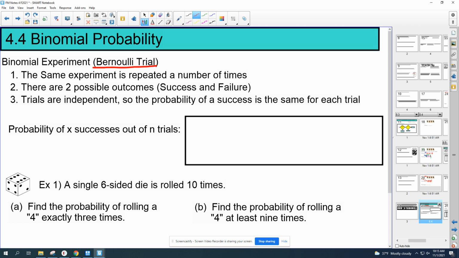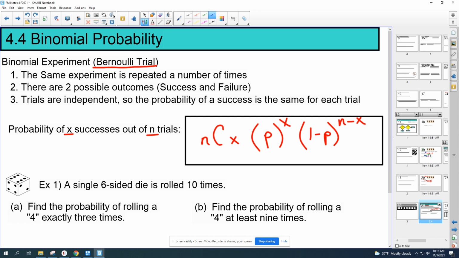All right, so we got a formula for the probability of X successes out of N trials. What that's going to be is N choose X, that's going to be a combination, times the probability to the xth power times the probability that it doesn't happen to the n minus x power. And that formula looks really confusing because of all the n's and the x's. It's really not once you get into the numbers.